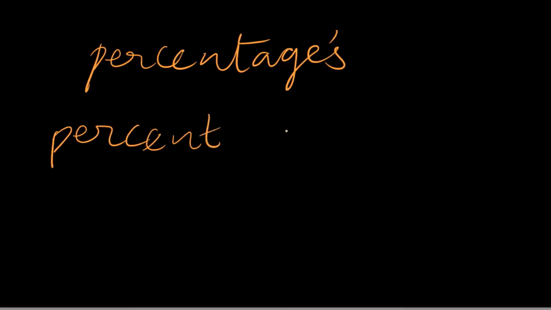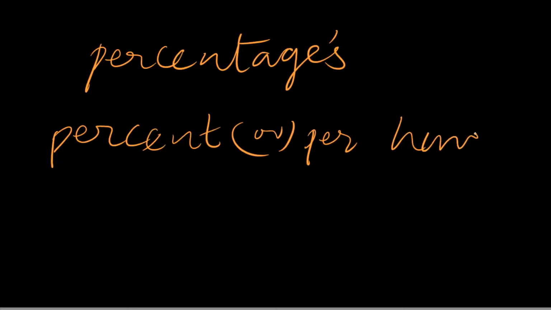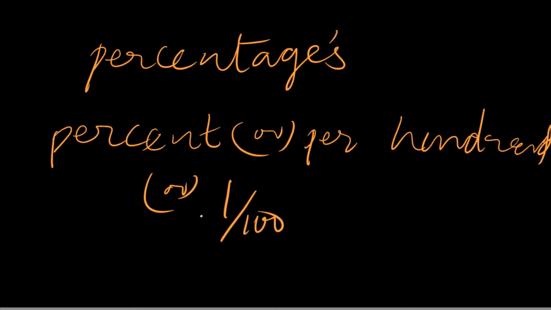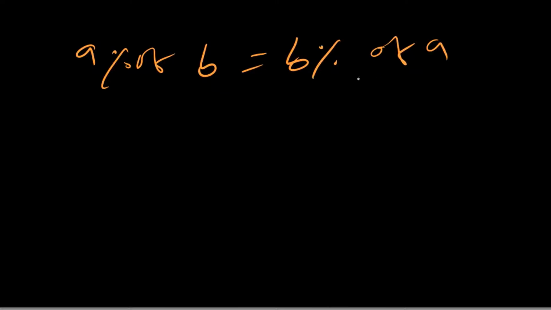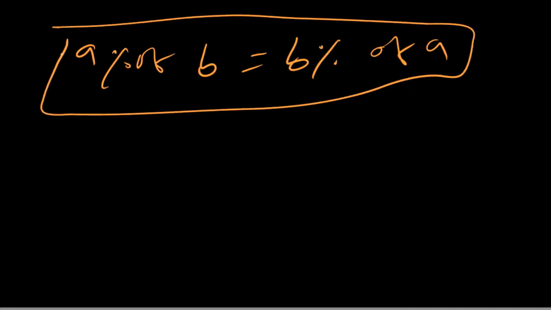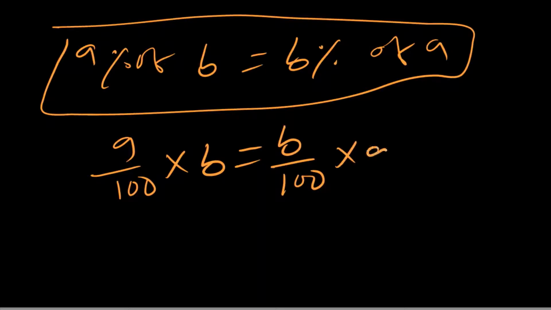Percent, or we can call it per hundred, we write it as by hundred. In this chapter, we have an equation: A percentage of B is equal to B percentage of A. It is most important, and remember this equation. We write A percentage as A by 100 into B, which is simply B percentage of A.